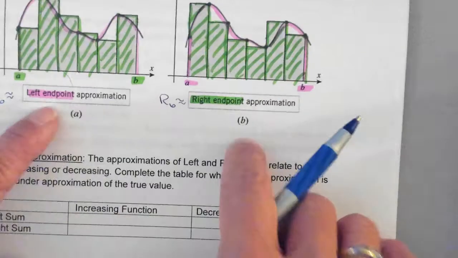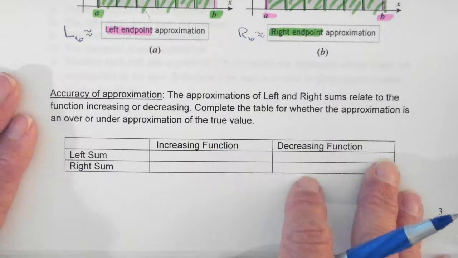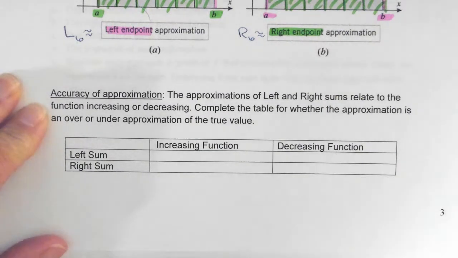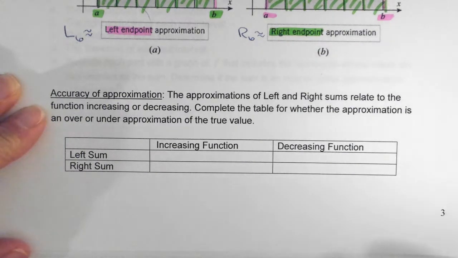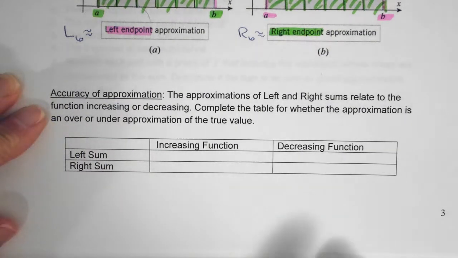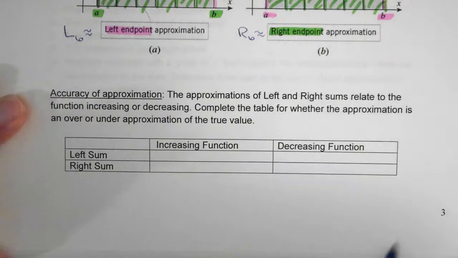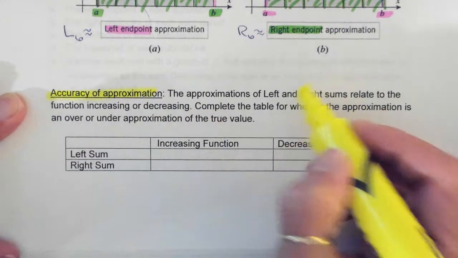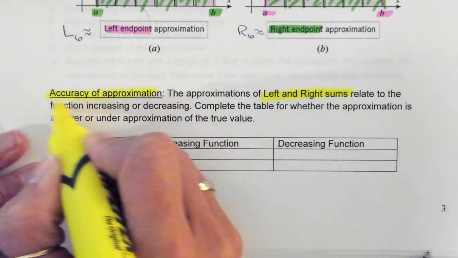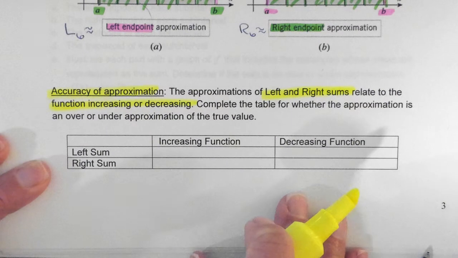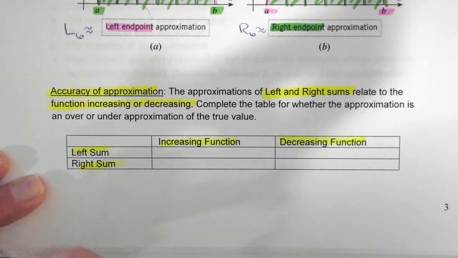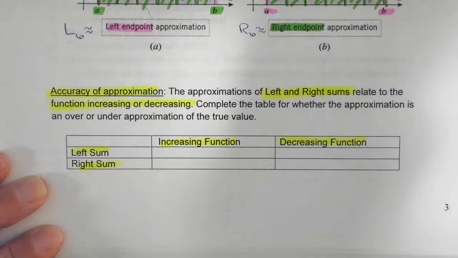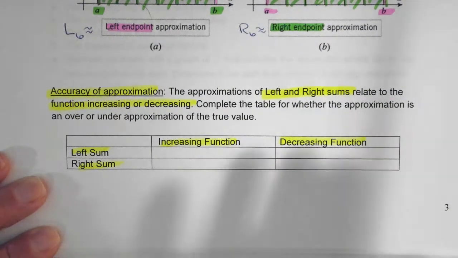But what this is really going to show us is, if I am given a portion of my graph or an interval, the question would be: is the area of this rectangle an under or over approximation of what's going on in that curve? So this is what we need to look for. When we're looking at the accuracy of approximation for left and right sums, we are looking at where the function is increasing and decreasing. Okay, so I'm going to show you right here in the table. We're going to identify either over or under approximation.